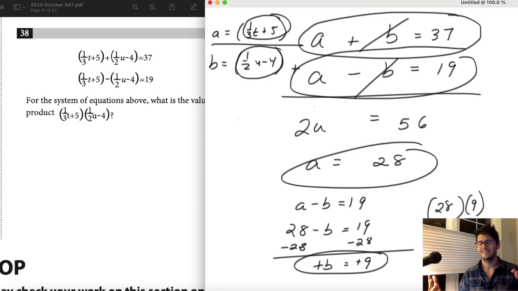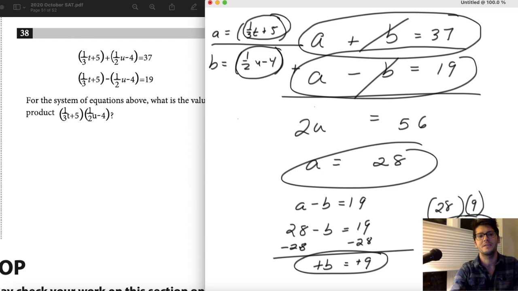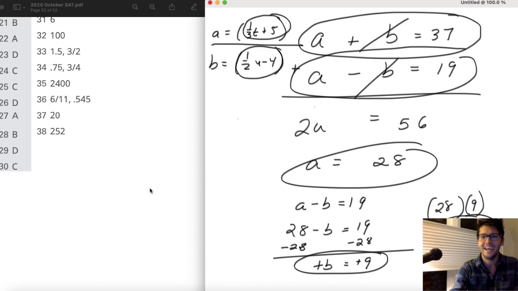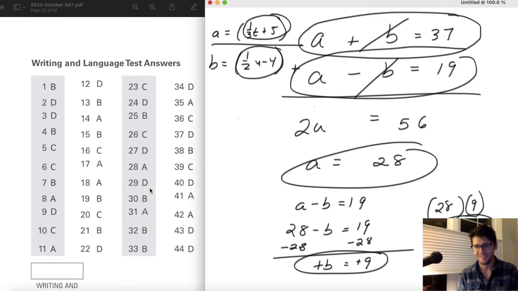180, 72, 152. Let's just check my work at the end here. Oh, no, what did I do wrong? Oh, 252, you dummy. 180 plus 72, yeah. How am I going to get a smaller number? 252.